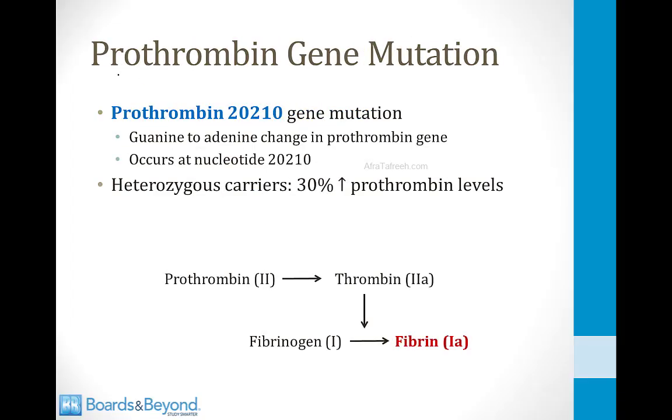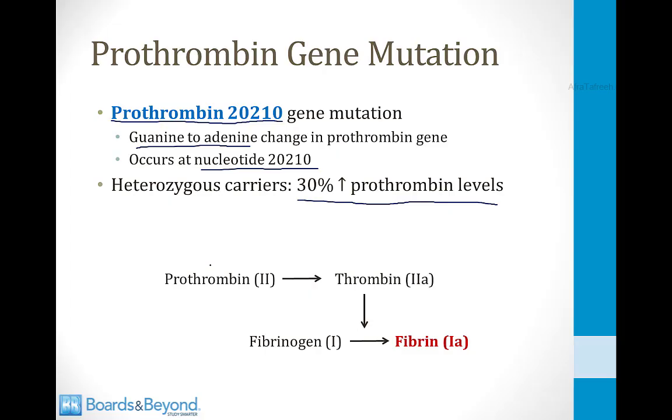Our next disorder is the prothrombin gene mutation. It's technically called the prothrombin 20210 gene mutation. It results from a guanine to adenine base change in the prothrombin gene that occurs at nucleotide 20210, hence the name. If you are heterozygous, meaning you have one prothrombin gene with this gene mutation, there is a 30% rise in your prothrombin levels. For homozygous patients, it's even higher.